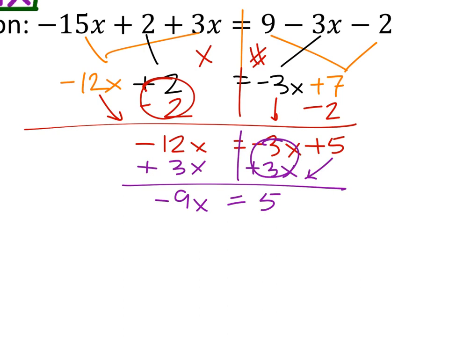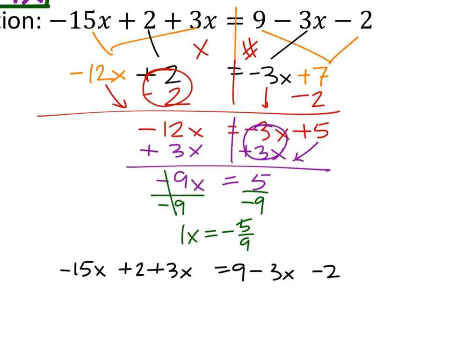Once again, we want the coefficient of x to be 1, so I'm going to divide by negative 9 on both sides of the equation. Negative 9 divided by negative 9 is 1. 1x equals negative 5/9. But we will check this one. And let's go ahead and replace the x's with the value of x that we think it is. Right now that's negative 5/9.